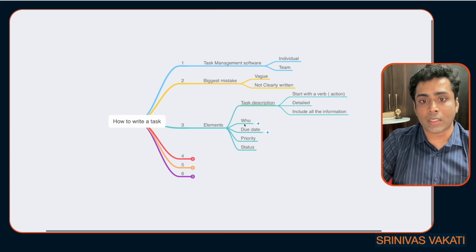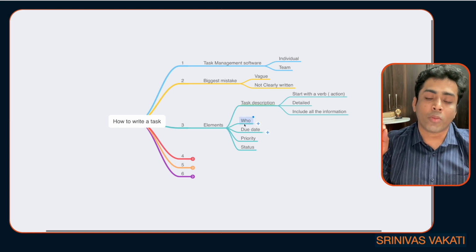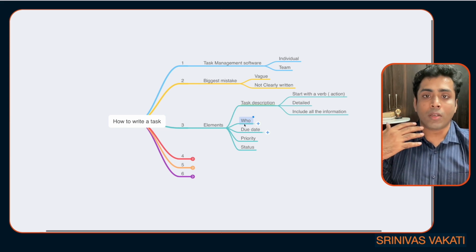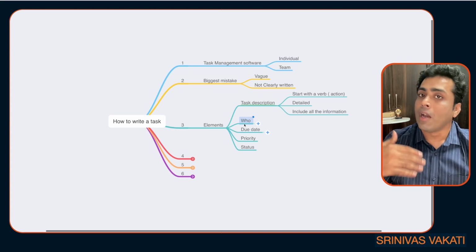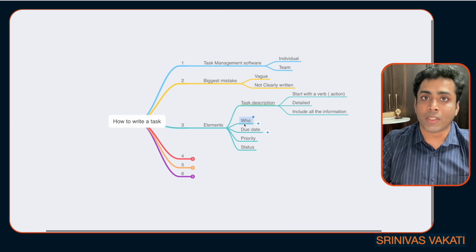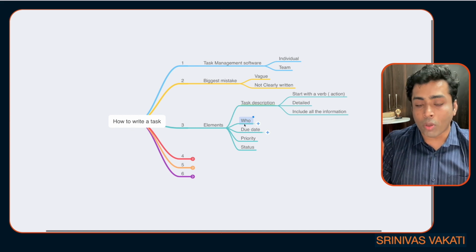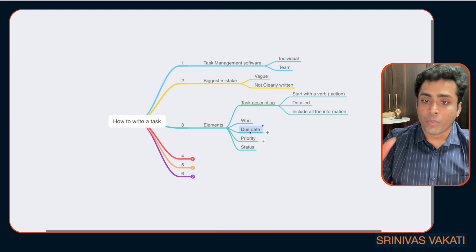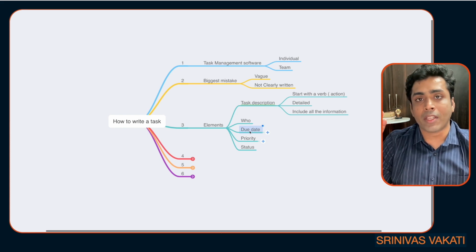The second element that needs to be there is who will do this task. If you're using it at an individual level, I'm sure all the tasks you will be doing. But if it's at a team level, some other person might be doing that task. So write down who will be doing that task as well. And if the due date is clear, put down the due date as well. I believe the first three are a must.